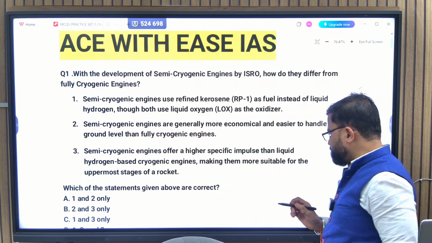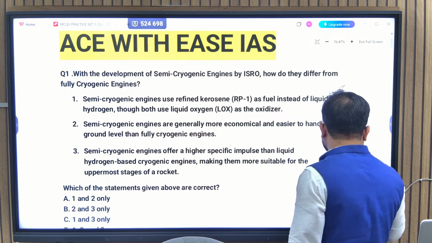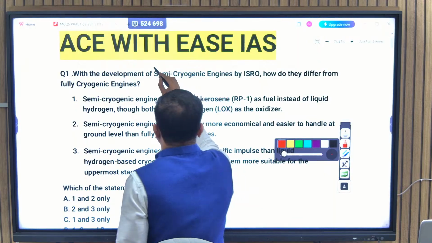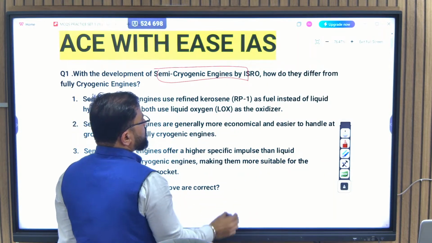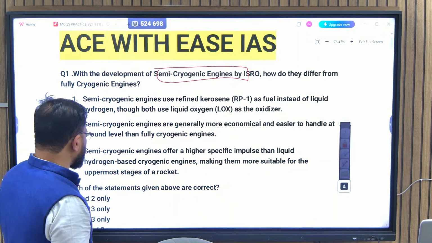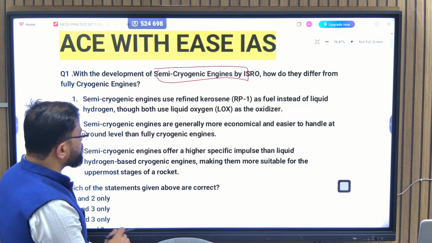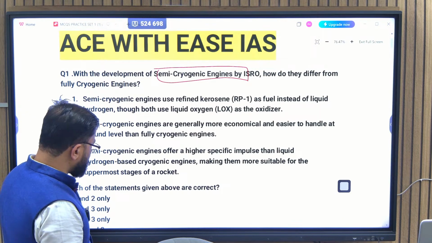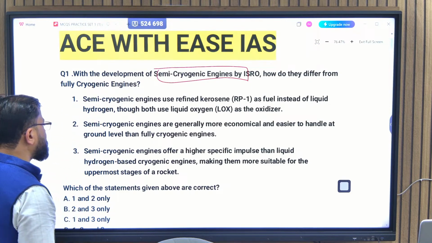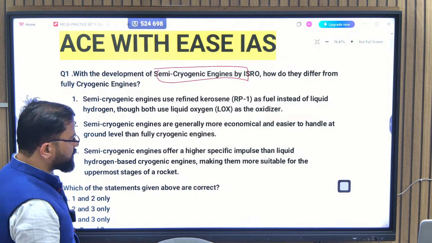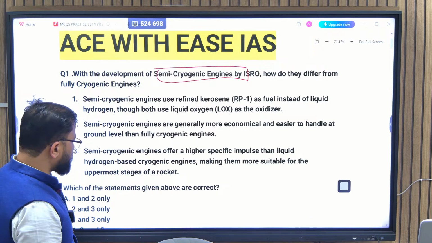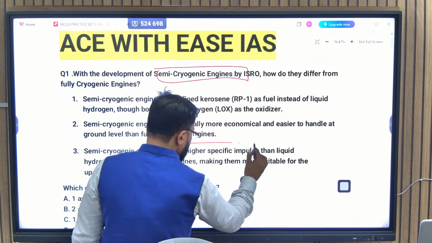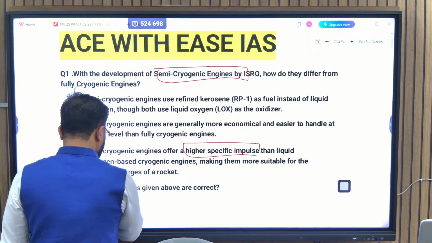Okay. So, first question is about the development of the semi-cryogenic engine by ISRO. How does it differ from the full cryogenic engine? First, the semi-cryogenic engine uses refined kerosene as a fuel instead of liquid hydrogen, though both use liquid oxygen as the oxidizer. Second, semi-cryogenic engines are generally more economical and easier to handle at the ground level than fully cryogenic engines. Third, semi-cryogenic engines offer a higher specific impulse than the liquid hydrogen based cryogenic engine.